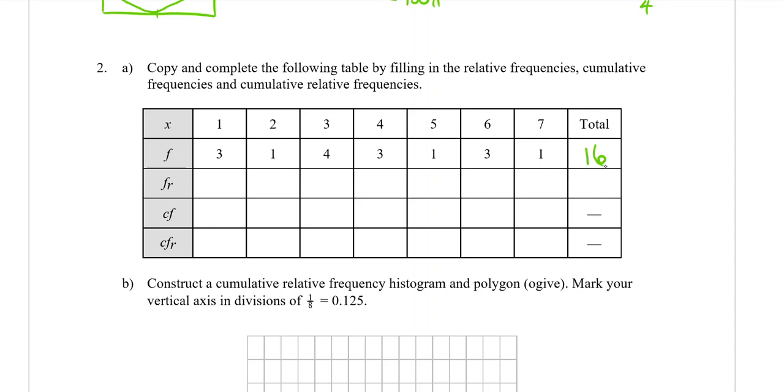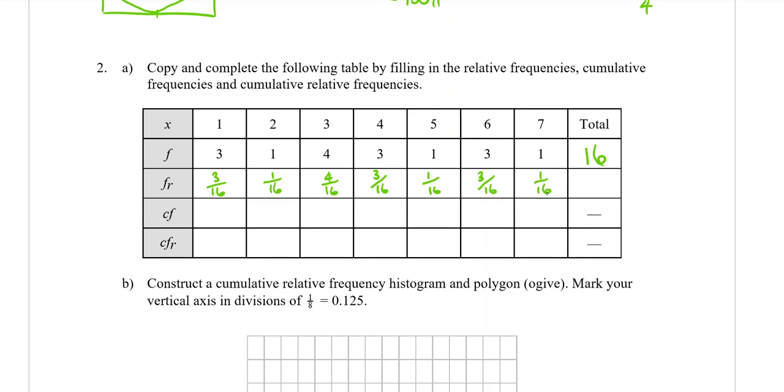Now, F with a little r, that's talking about relative frequency. So I want to take my frequency of 3 and divide it by the total, which was 16. So it's 3 out of 16. The next one will be 1 out of 16. 4 out of 16. Obviously, some of these will simplify down, but I'm not going to do that yet. 1 out of 16, 3 out of 16, and 1 out of 16.